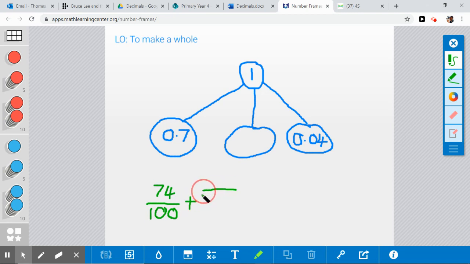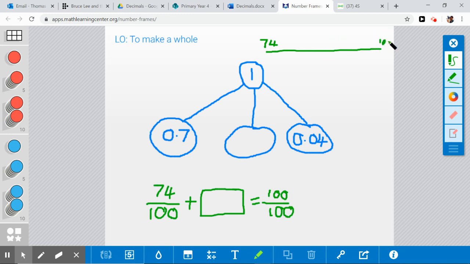We don't know what this number is, but we know it equals one whole one, which is the same as 100 hundredths. So thinking back to our number bonds, what do I need to add to 74 to make 100? Let's draw a little number line here. 74.